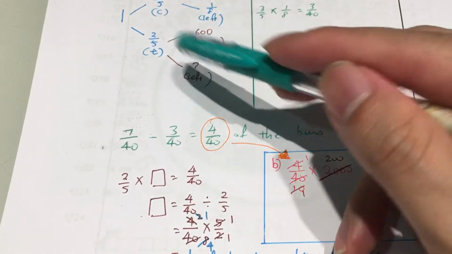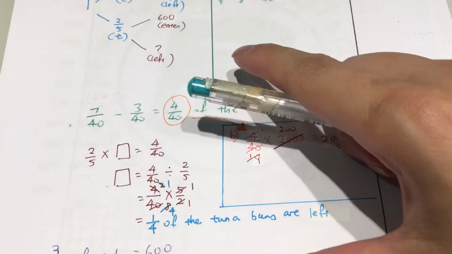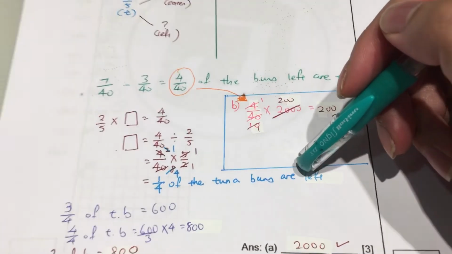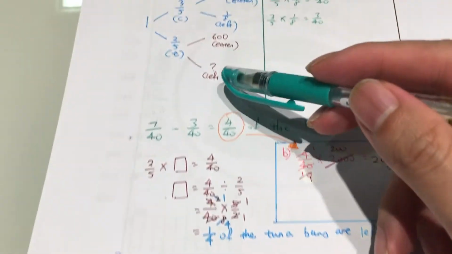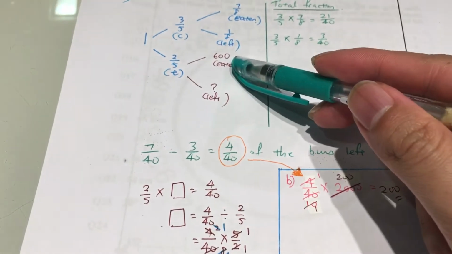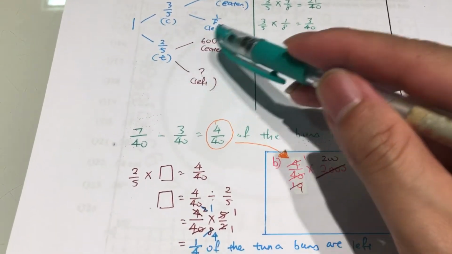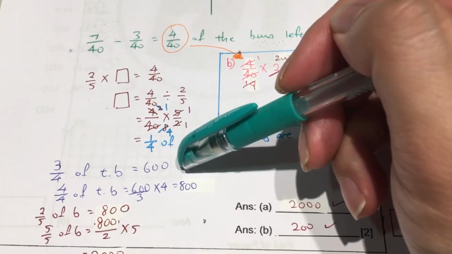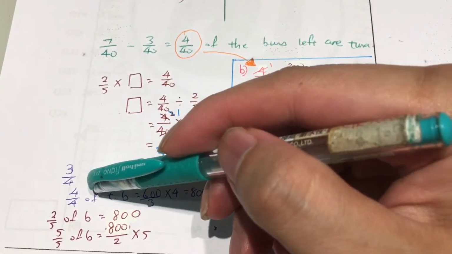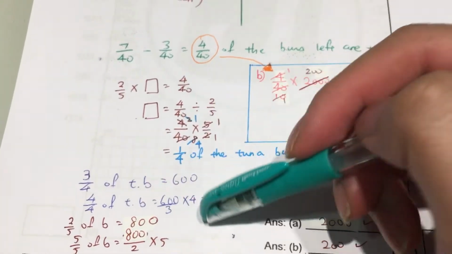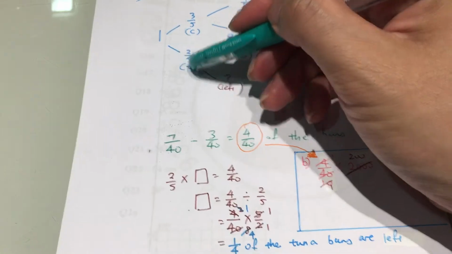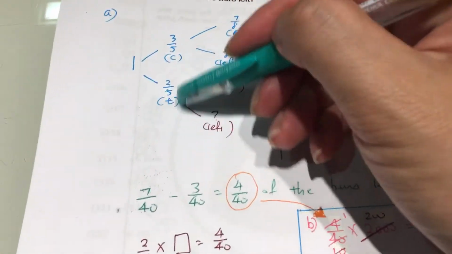And this 1 out of 4 is actually of the tuna buns. Take note, it's not of the total, it's of the tuna buns. So if this is 1 out of 4, this is 3 out of 4 of the tuna buns. So 3 out of 4 of the tuna buns equals 600. 4 out of 4 will be 600 divided by 3 times 4, which gives you 800. So this whole thing is 800.